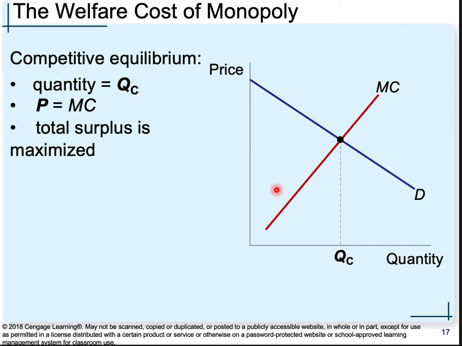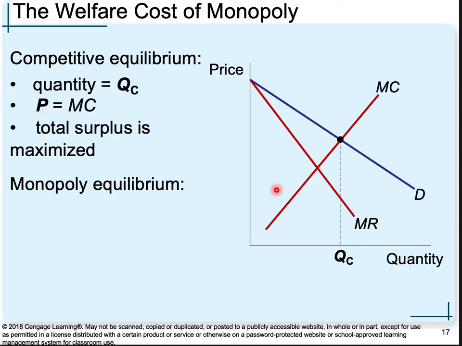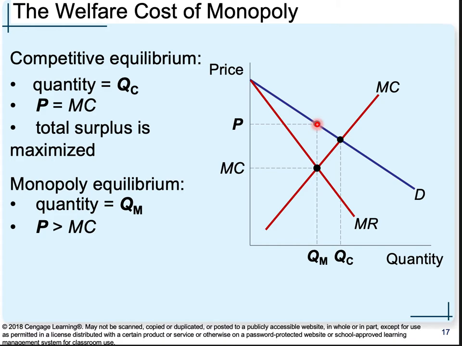Now, monopoly equilibrium. Again, we have to have our marginal revenue curve. This intersection right here at marginal revenue and marginal cost is how much you're going to produce. This is the price that you're going to set right up here. So this is our quantity that we produce, and this corresponds to the price. Again, it shows our price is higher. Our price is greater than our marginal cost. That's always going to be the case.